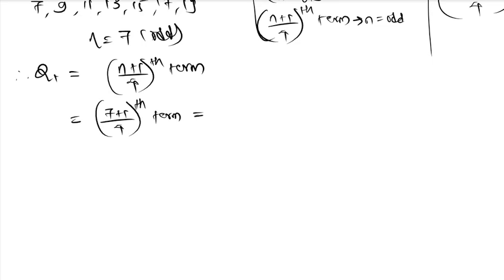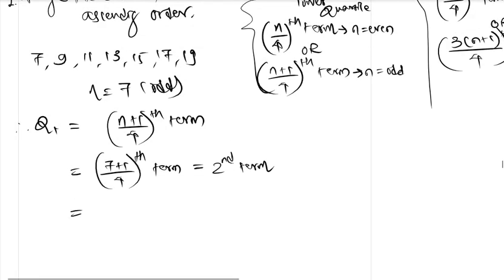That is 8 by 4, that is the second term. Which is the second term over here? The second term in your observations over here is 9. So the lower quartile is 9. It is not 2, okay? Don't take it as 2. Lower quartile is not 2. It is 9, the second term.